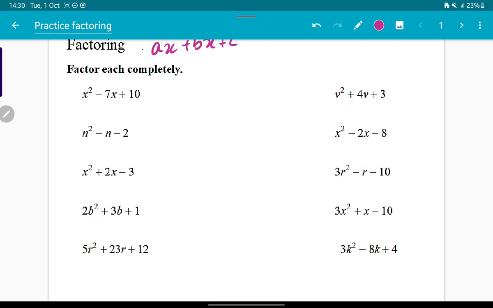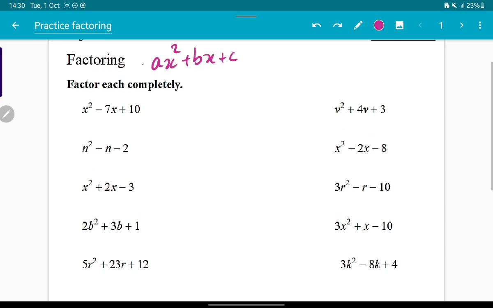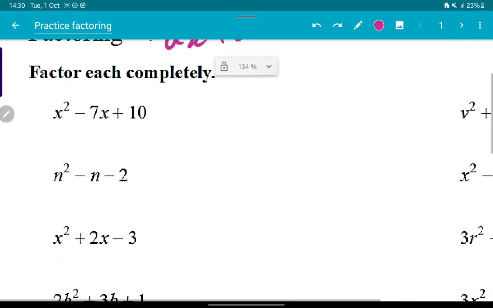So as you see, we have a group of questions with a is 1, as you see, no number, and we have another group of questions with a greater than 1. So to start with the first type, how to factorize this in two brackets.